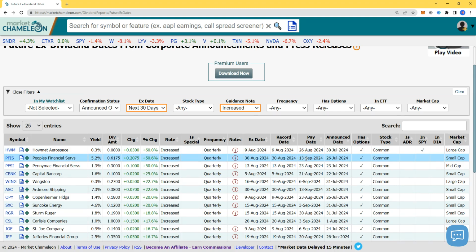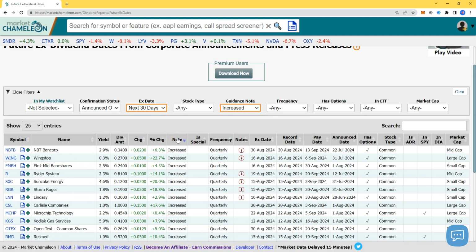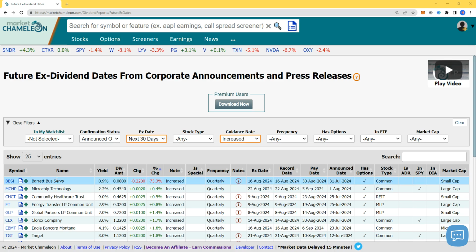Now, if we want to keep going forward, I want to show you the second thing. Before that, let's just do the decrease one. Just see the company that dropped 70%. Let's see who they are. Okay, one second. And you see, for example, this company, Barrett Bus Services, is dropping. It still says increase, but it's negative 73%. I don't know why it says increase, but this is something to consider.